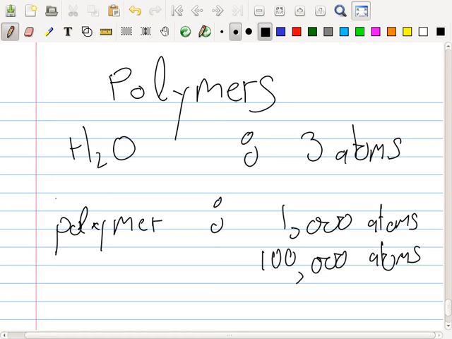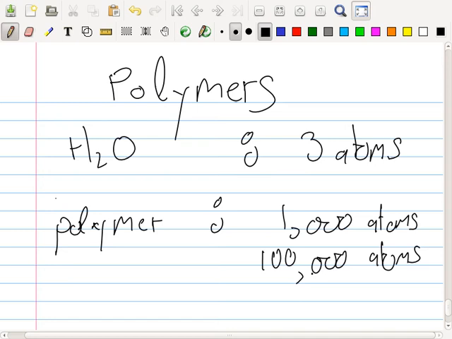Now, if you're interested in polymers, what do you think is useful about polymers? Ted, can you think of anything useful about having so many atoms together? Any ideas? What's the question? Something useful about having so many atoms together. Genus?